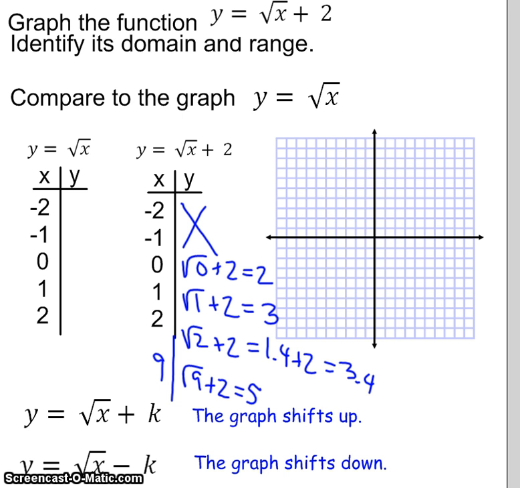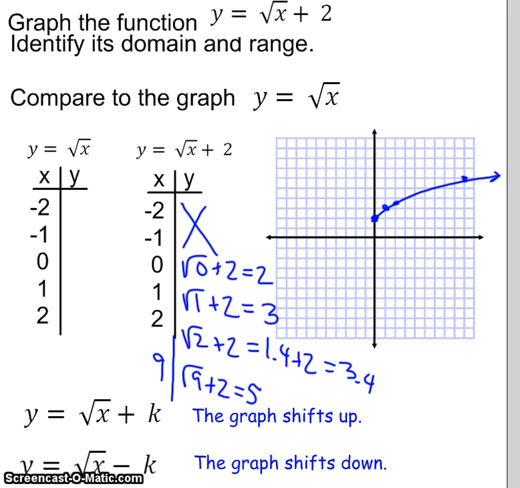So I have four ordered pairs. I can plot (0, 2). I can plot (1, 3). I can plot (2, 3.4). And then my fourth point is (9, 5). So (9, 5) is here.